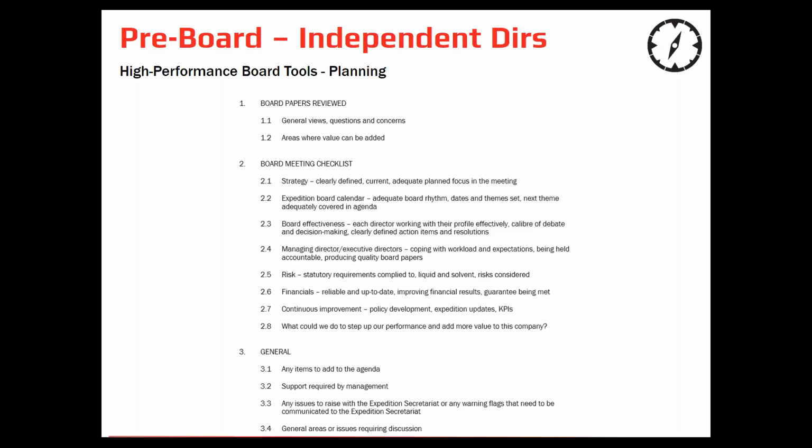In the second session, this is an opportunity to go through what we call the board meeting checklist, and really it's just the SEDAR Enterprise Governance Compass summarized into a number of points, making us just think about things like strategy is clearly defined. Is there a calendar in place? Is the board effective? The managing director and executive directors, are they coping with the workload? Okay, are we holding them accountable? Risk, what kind of risks? Are we liquid and solvent? Financials, continuous improvement, and what could we do to step up our performance, independence, and add more value to this company?